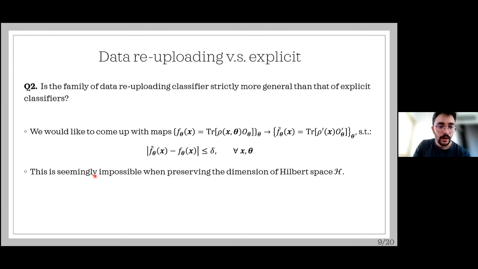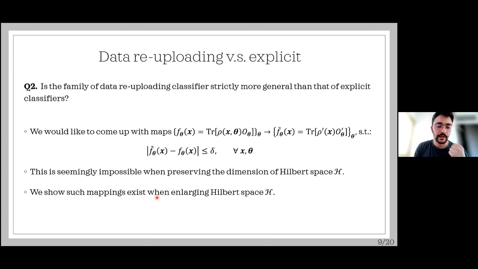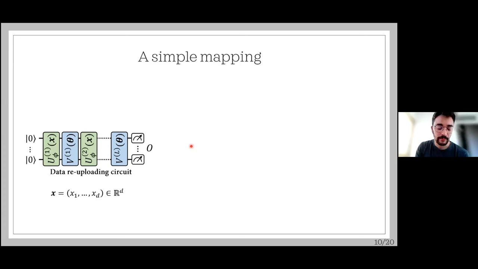This seems impossible while preserving the dimension of the Hilbert space, especially because you cannot commute the encoding layers with the variational layers. But what we show is that by enlarging the dimension of the Hilbert space, which means augmenting the number of qubits in the circuit, we can create such mappings. I will start with a very simple mapping that satisfies this goal of ours.